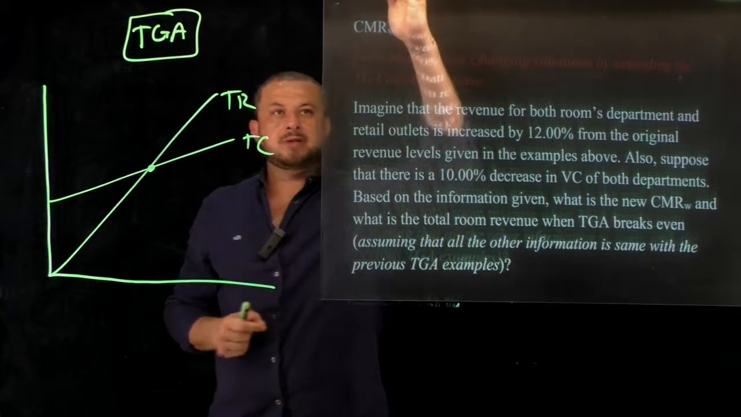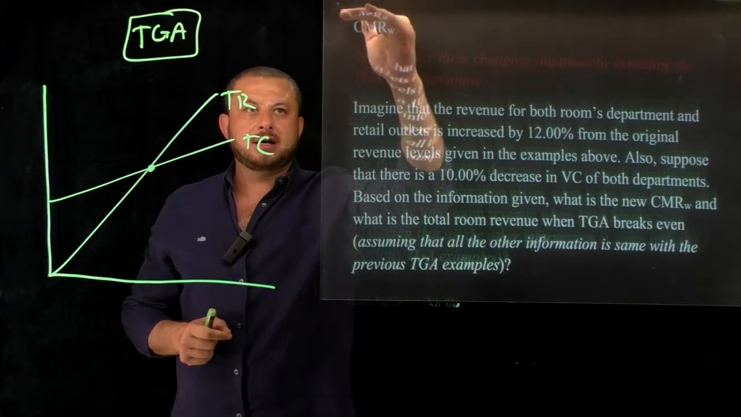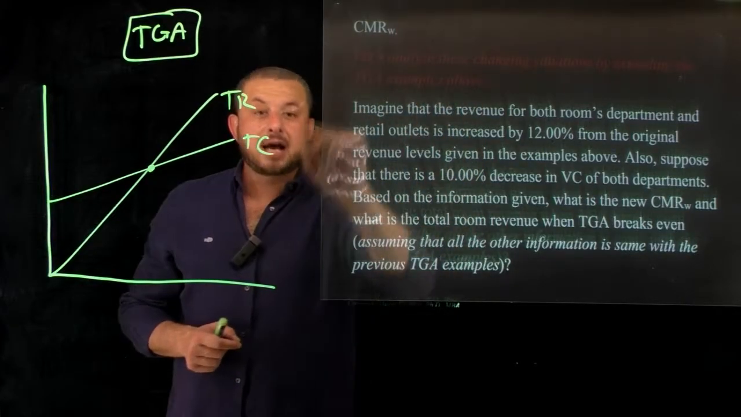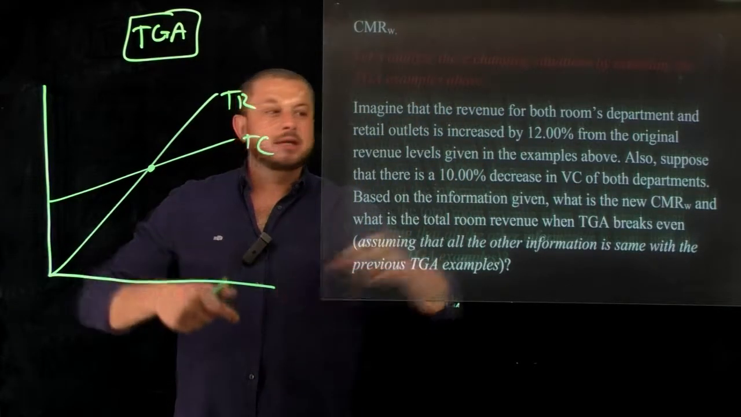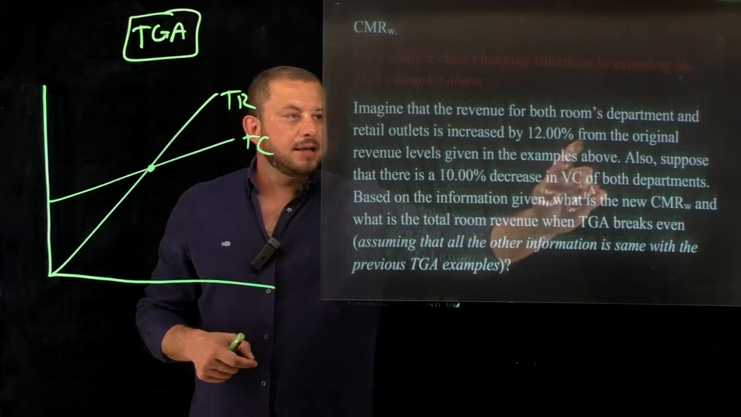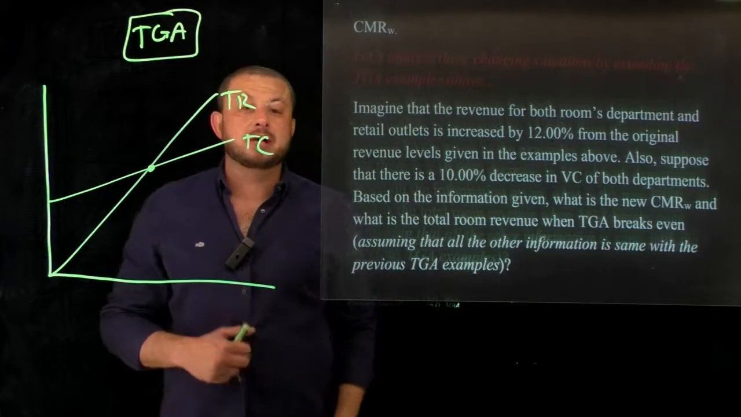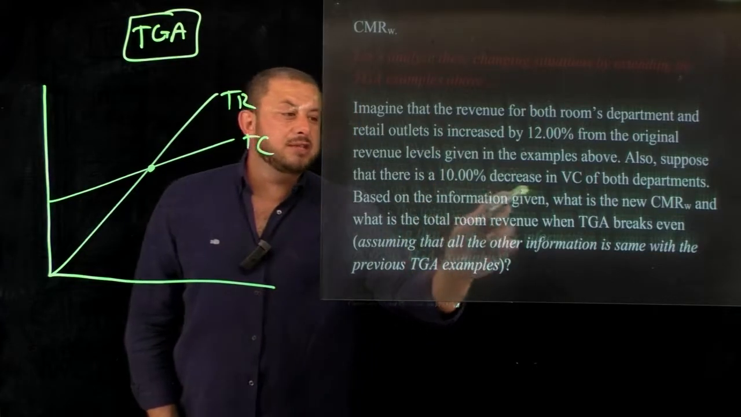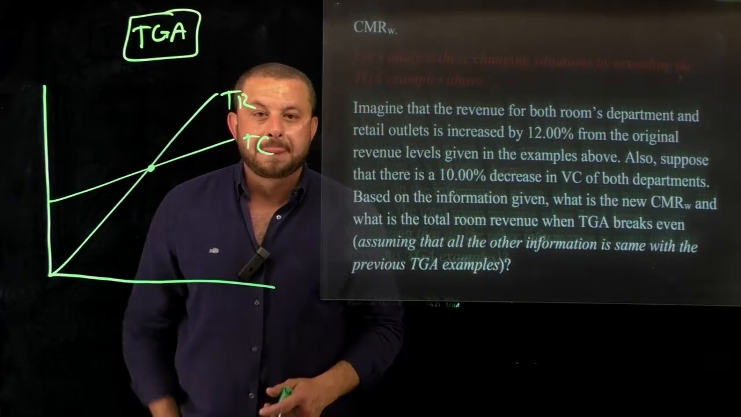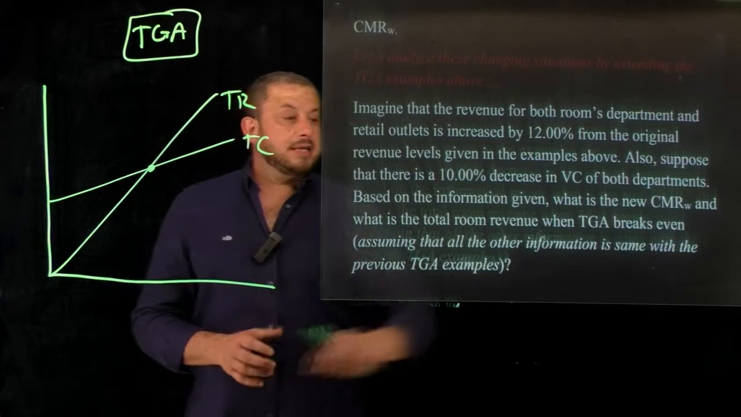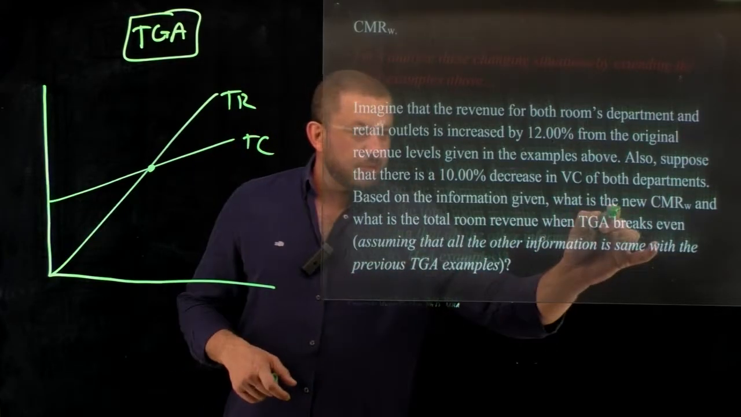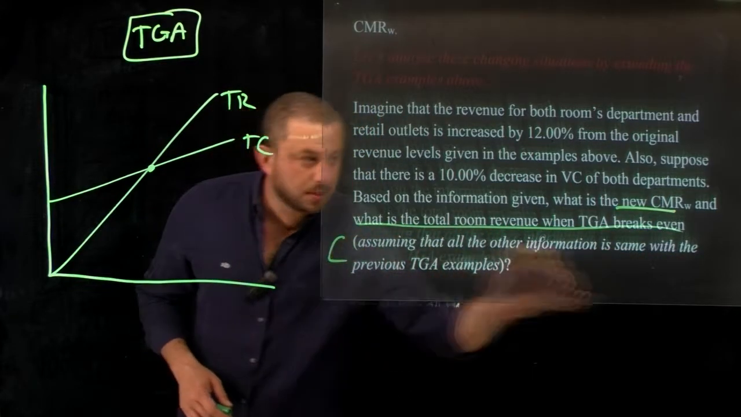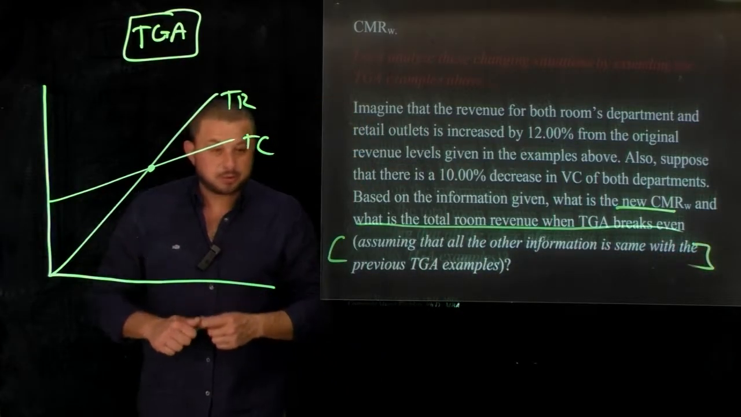If you remember, in previous TG examples, we have the TR for rooms department, we had the TR for retail outlets, along with the individual VCs. Now they are changing. What are the changes? Changes are the retail outlet and rooms department revenues are increased by 12% from the original ones. Okay. Also, there is a 10% decrease in VC of both departments. Based on the information given, what is the new CMRW? And what is the total room revenue when TGA breaks even? And of course, we are gonna assume that we're gonna utilize the information from the previous examples.